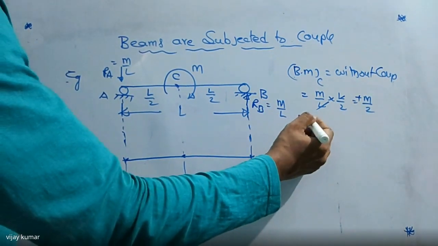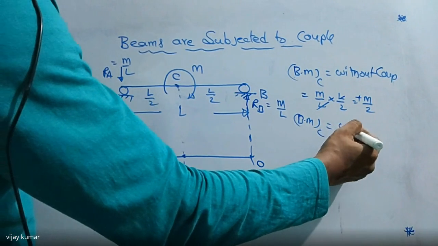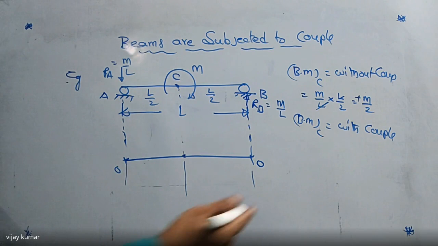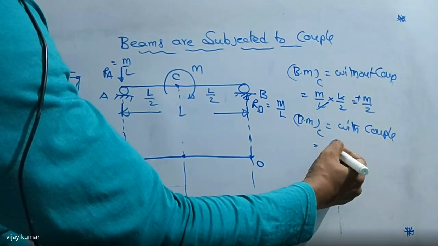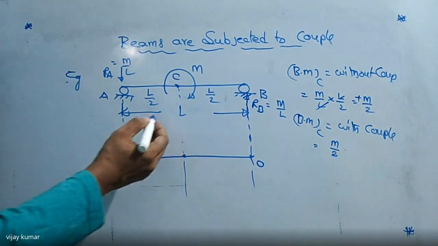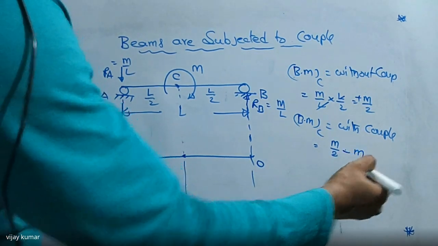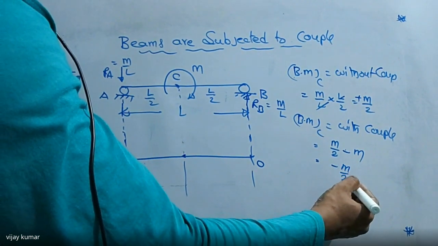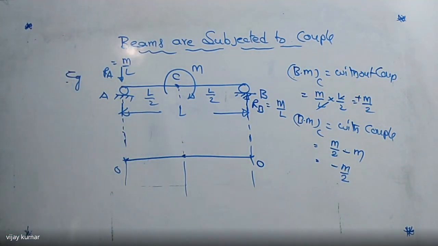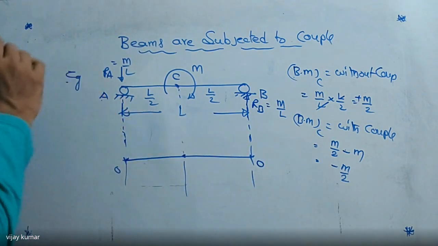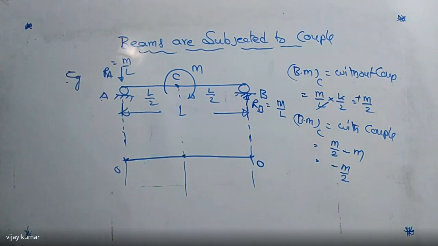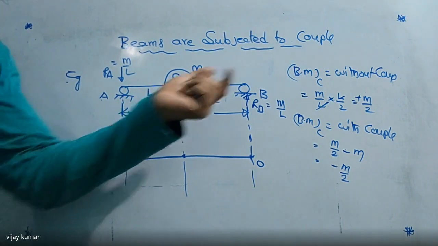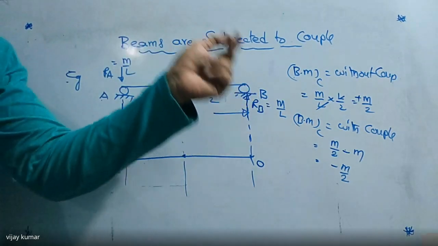Bending moment at C with couple: without couple it is M by 2. With couple, it is the clockwise couple, minus M. That is, we get minus M by 2. This is negative. Now the bending moment about A is automatically 0. So this is the bending moment about point C without couple and with couple. That is clear to you.